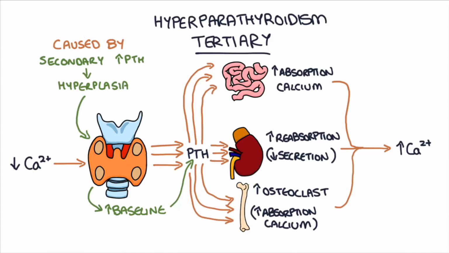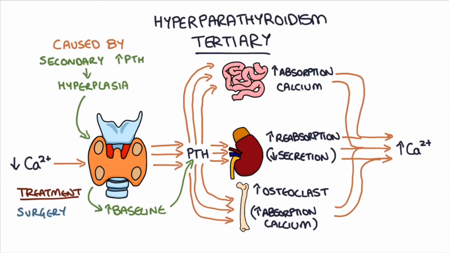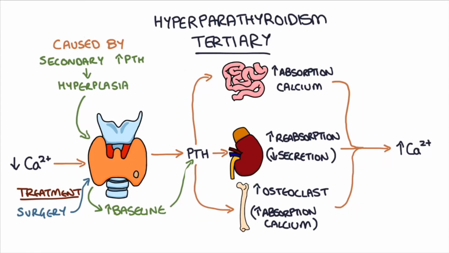What happens is this leads to a high absorption of calcium in the intestines, kidneys and bones, and it causes hypercalcemia, or a high level of calcium in the blood. And we can treat this by surgically removing those big bulky glands and leaving just enough tissue that you get a normal level of parathyroid hormone.